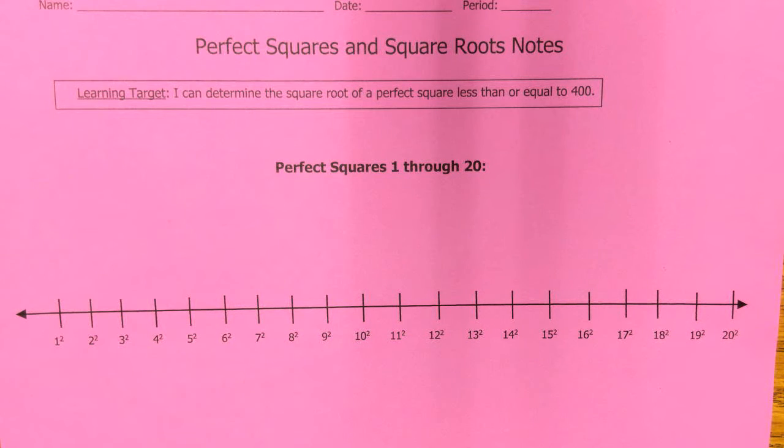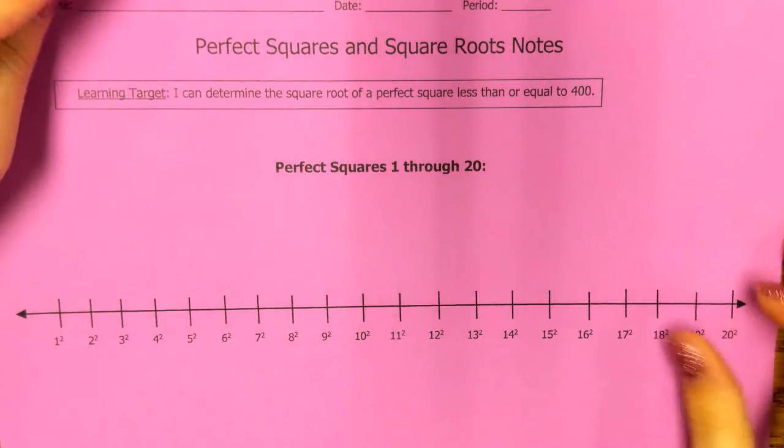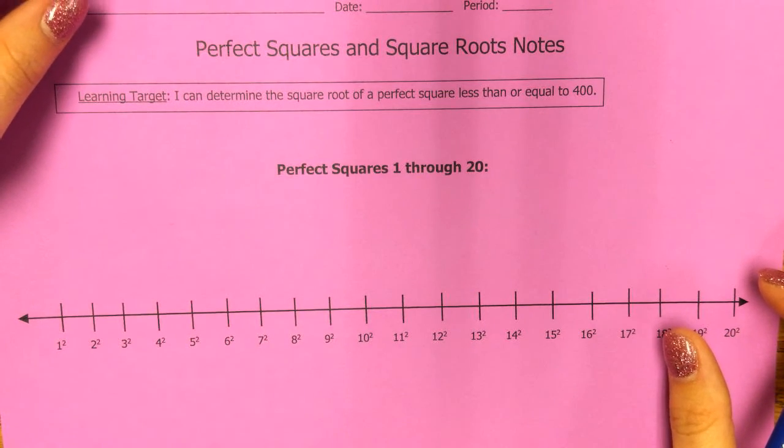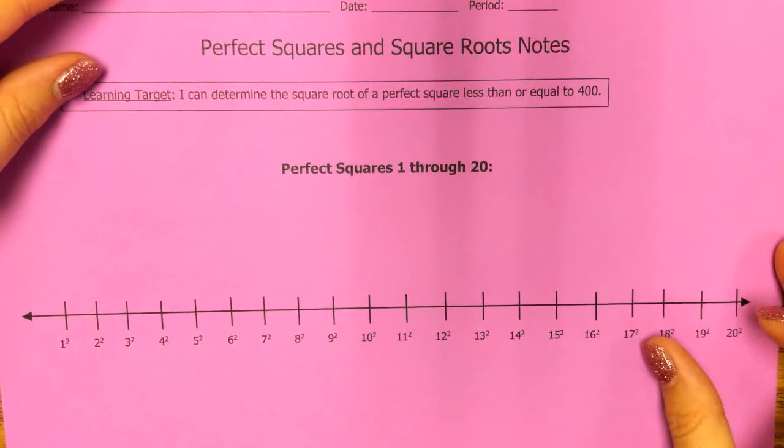Alright, today we're going to do the perfect squares and square root notes. So our learning target is: I can determine the square root of a perfect square equal to or less than 400.